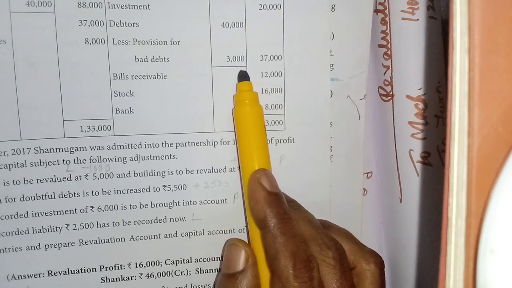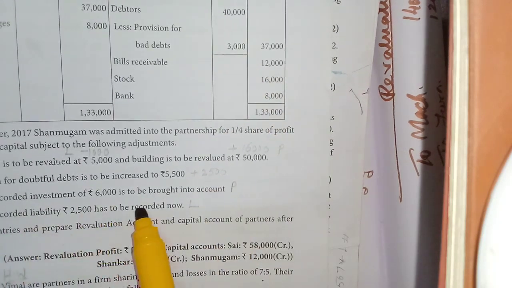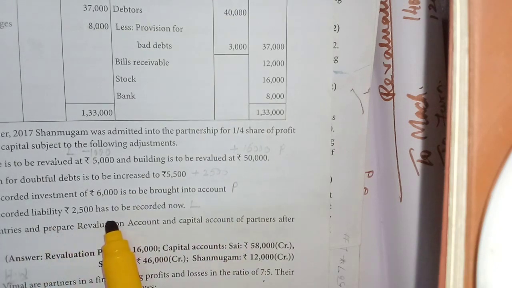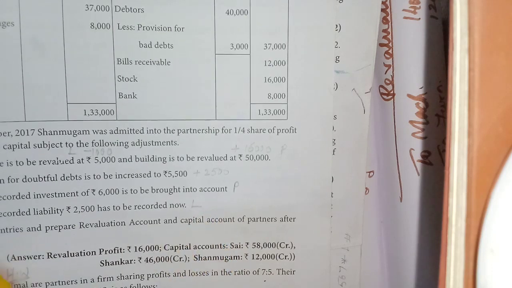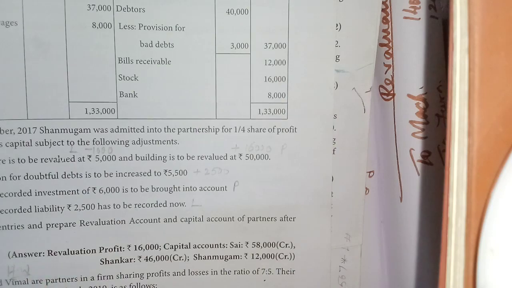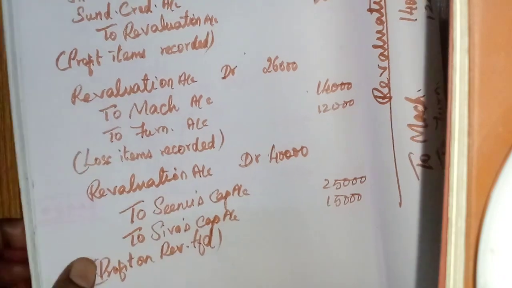Already 3,000. So 2,500 increasing. Unrecorded investment 6,000. So this one is profit. Unrecorded liability, that is loss. Pass journal entries, prepare revaluation account and capital accounts of partners after admission. So first we have to prepare the journal entries.